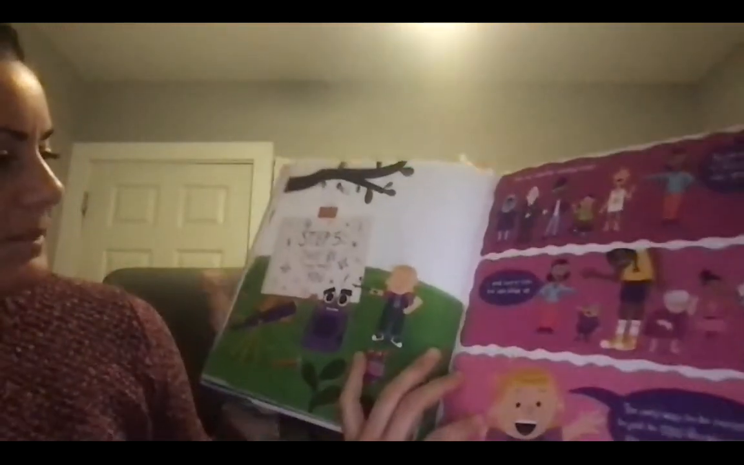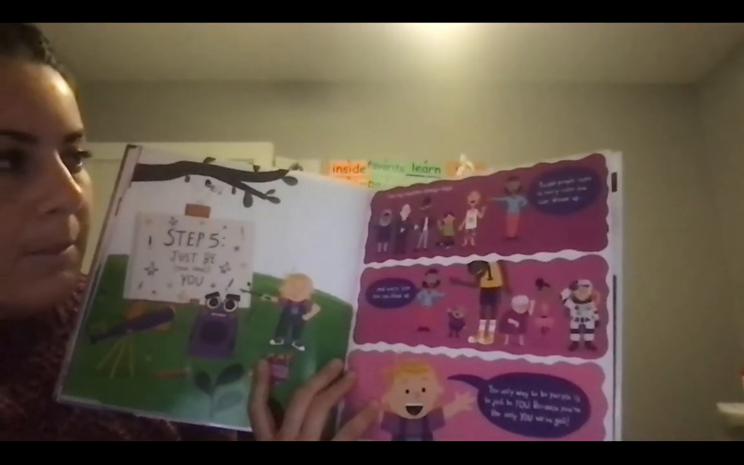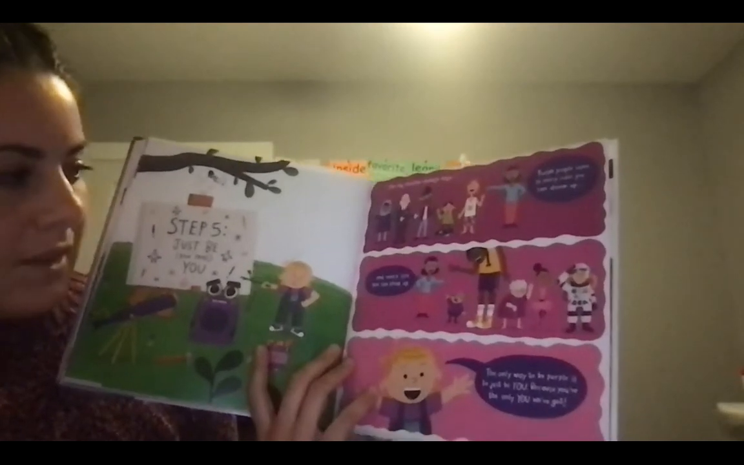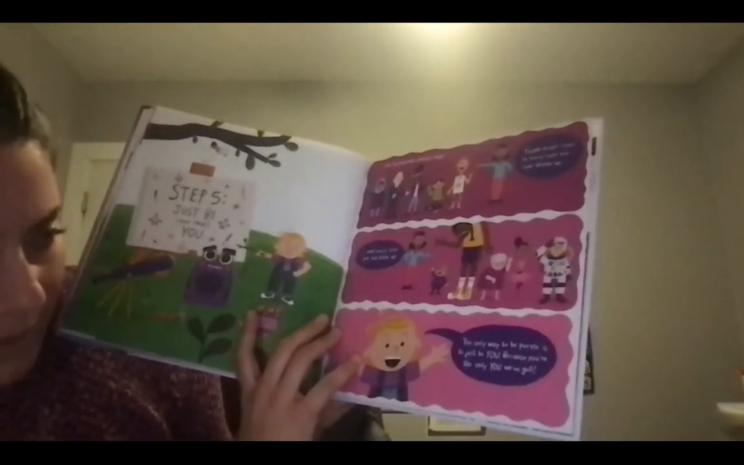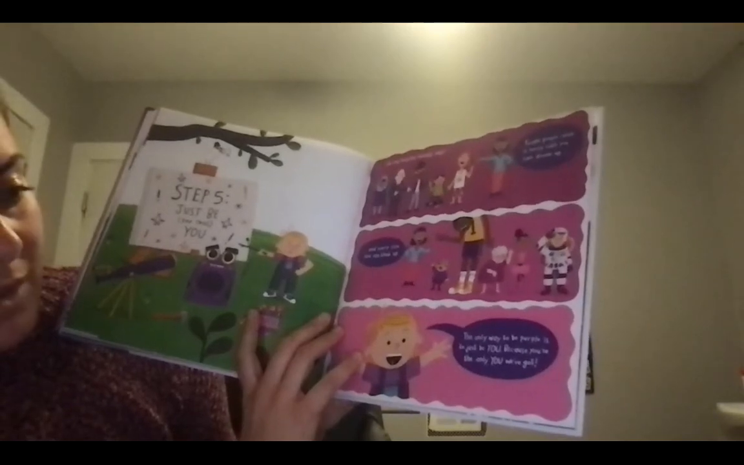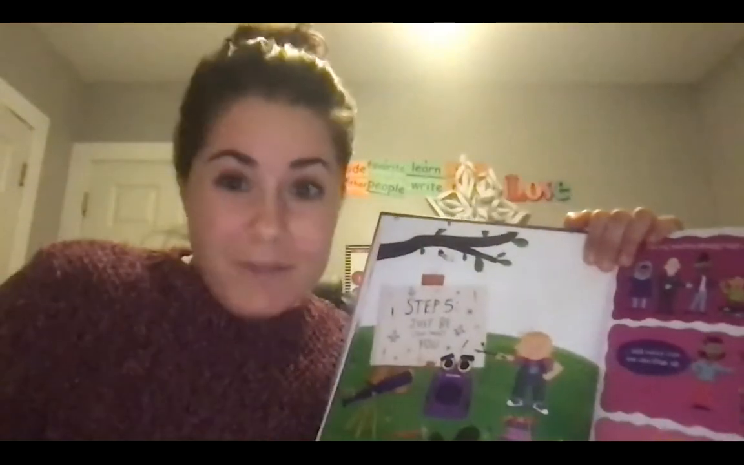Step 5, just be the real you. Like my teacher always says, purple people come in every color you can dream of, in every size you can think of. The only way to be purple is to just be you, because you're the only you we've got. I like that one. Be you, because you're the only you we've got.